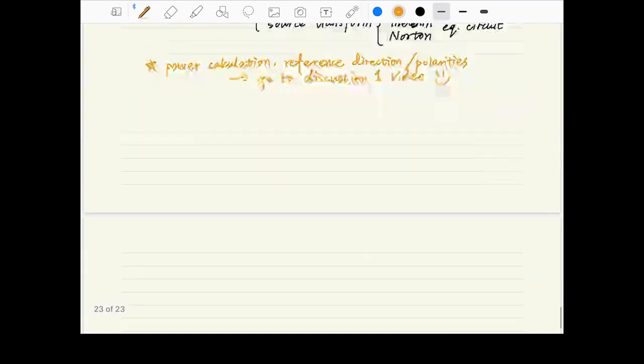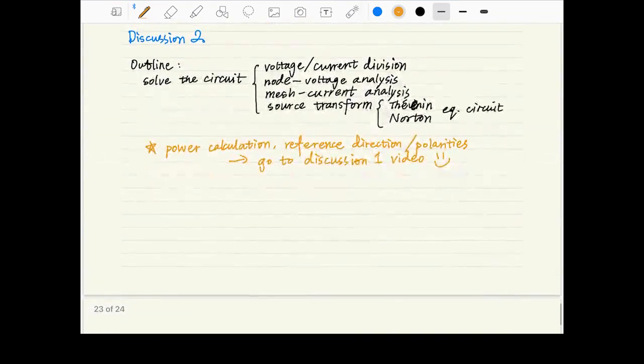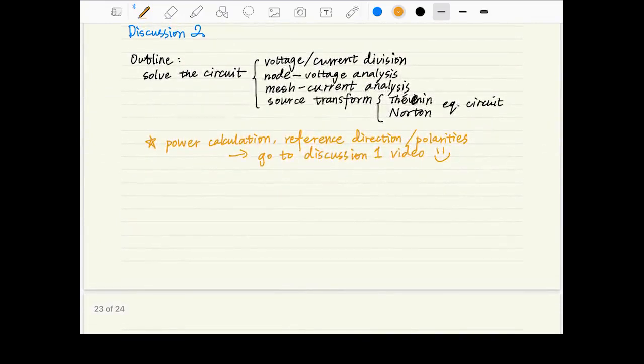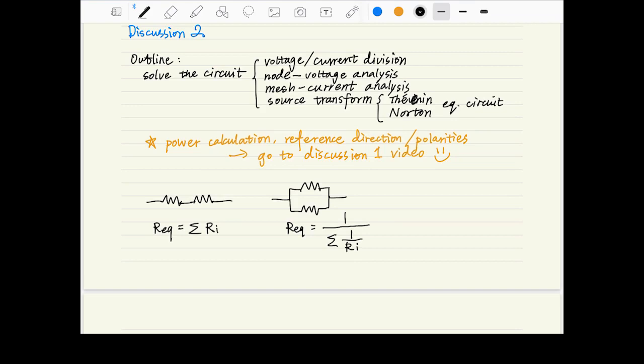Okay, so let's begin. In chapter 1, we learned how to compute the equivalent values for a set of resistances, whether they are in parallel or in series. The equation we get is: resistances in series, their equivalent resistance will be their sum, right? And for resistances in parallel, their equivalent resistance will be the second equation. This is what we learned last time.